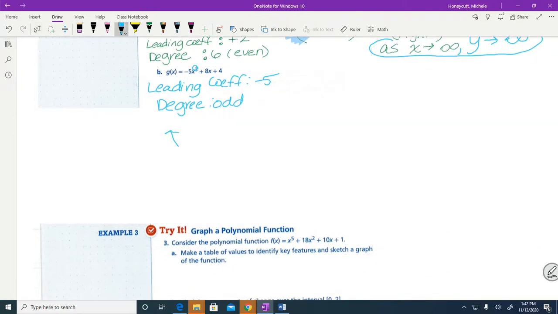The ends will look like this. So let's describe the left side. As the x values approach negative infinity on the x-axis, the y values of the graph would approach positive infinity. So as the graph goes to the left, the graph also goes up. And then the right side, as the x values approach positive infinity, the y values would approach negative infinity.